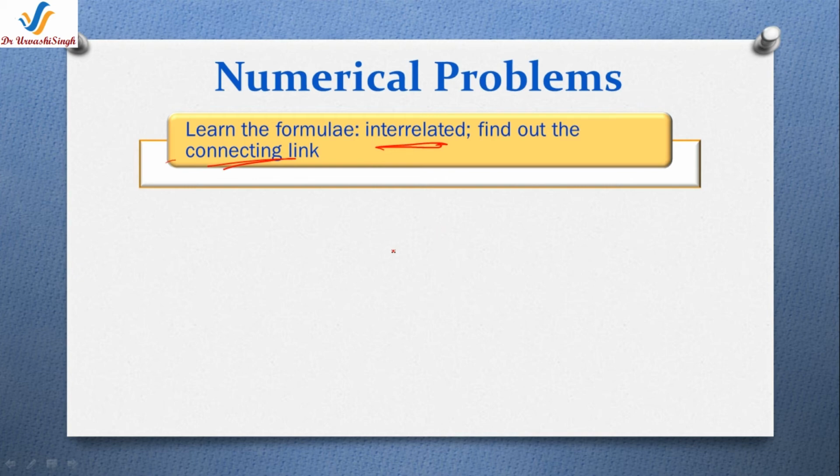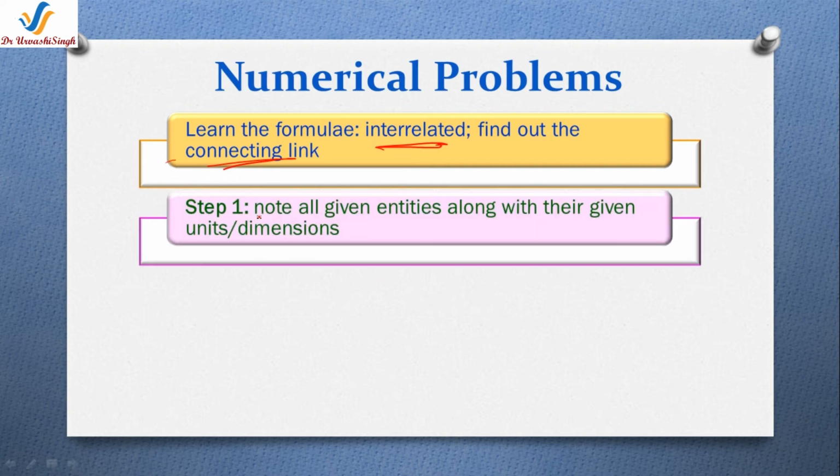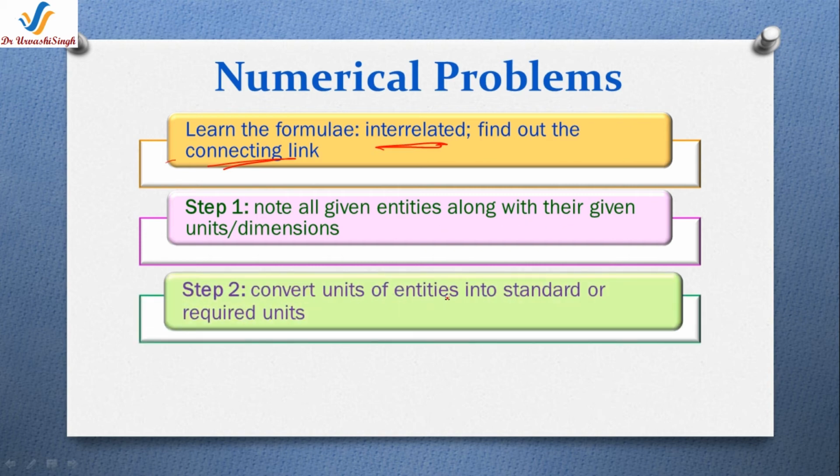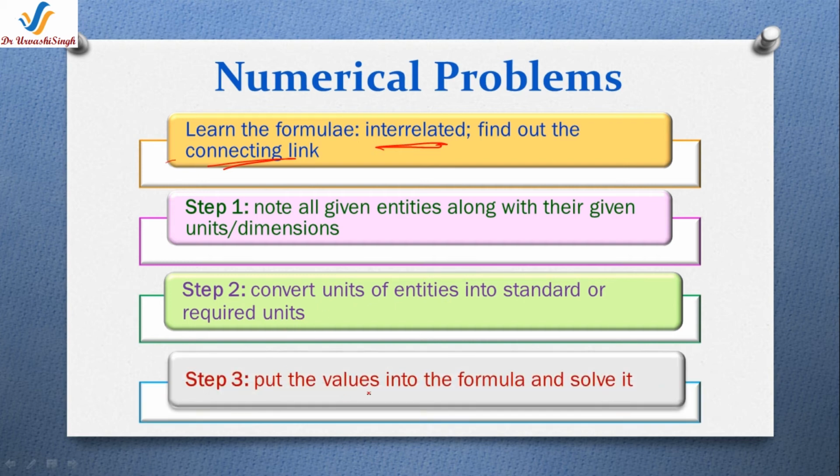Now to ace the solving process of a numerical, follow these steps. Step 1 is to note down all given entities along with their given units. The second step is to convert units of entities into standard or required units if they are not. And the third one is to put the values into the formula and then solve it. Now let's see some numerical problems.